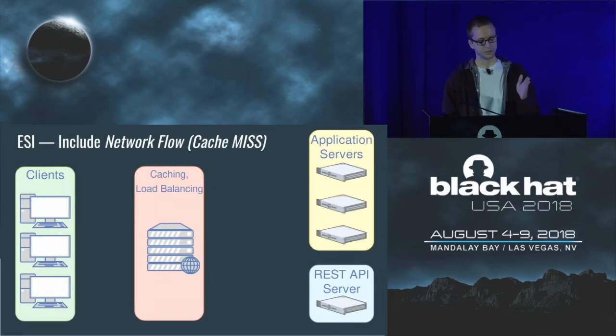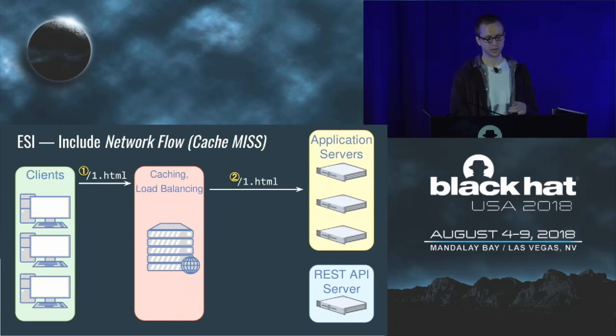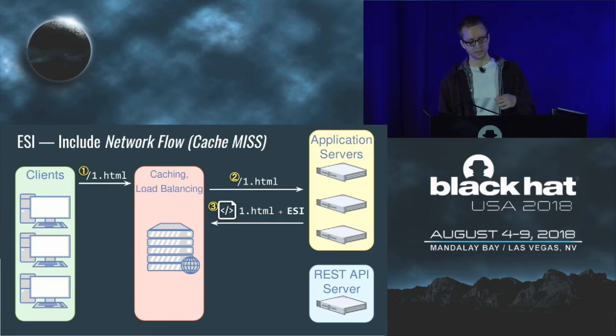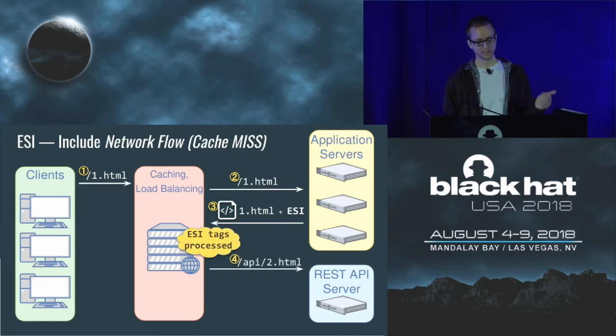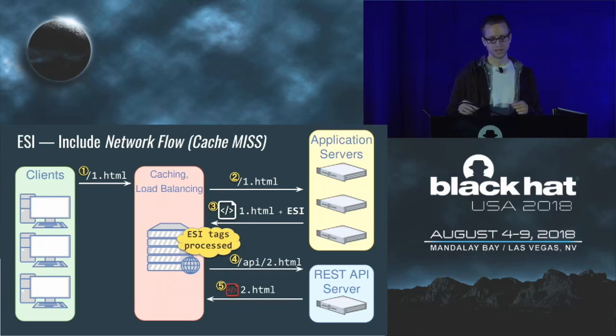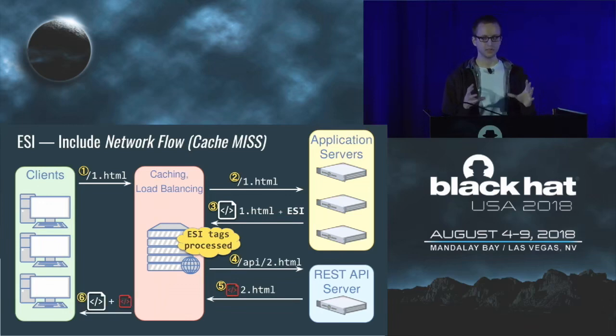So you have your clients, your load balancers, and your application servers. Your client is going to send 1.html, and the caching server, since we're looking at a cache miss, is going to send the request upstream. Now, the application server is going to respond with an ESI tag in the HTTP response. Since ESI tags are in the HTTP response, the load balancer knows to parse them, and the side request for page 2 is sent to the API server. Now, API responds. Now, step 5 and 3 can be concatenated together before sending it back to the client. So this is ESI includes.